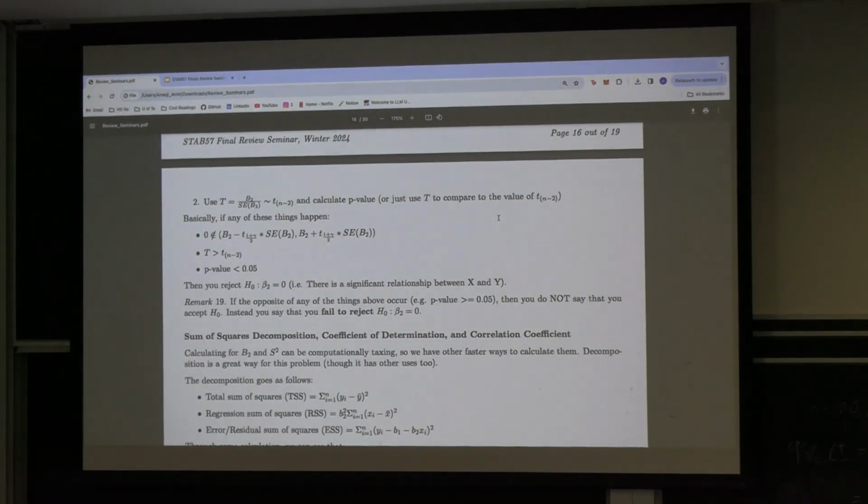So yeah, for a two-sided test, I think t distribution is symmetrical, right? Do you guys know? I can't remember.